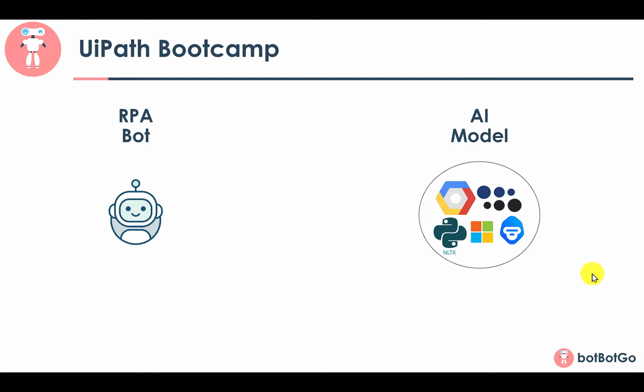Well, now the next question is, how do I connect the RPA bot with the AI model? And a simple answer is using an API. Well, API stands for Application Programming Interface, and you can think of it as something that allows one piece of software to talk to another. In our case as well, the RPA bot would be talking to the AI model in order to get the sentiments behind various movie reviews.